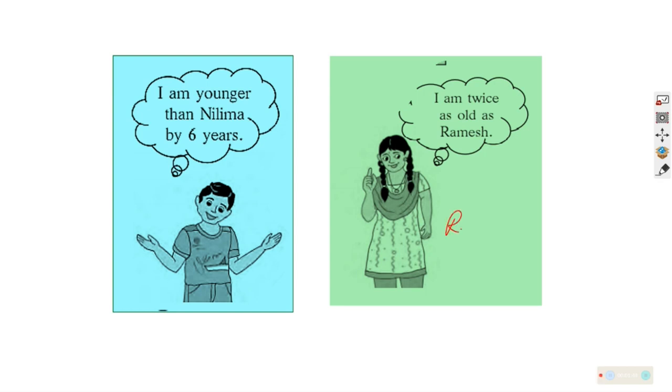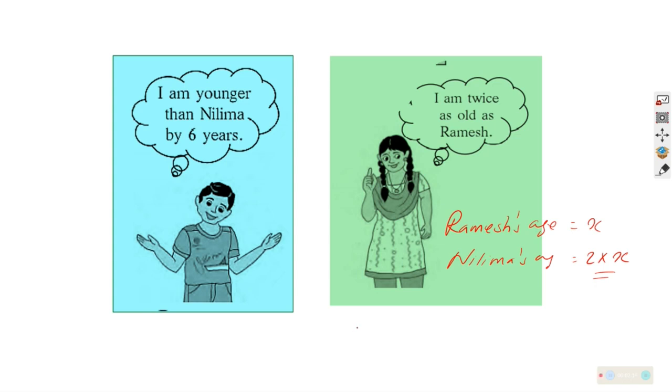Suppose that Ramesh's age is equal to x, then you will say that Nilima's age will be 2 into x, because Nilima said twice that of Ramesh. So we could write it, but we don't know exactly what Ramesh's age is. But we know the relationship now. This is one way you learned in the last chapter.